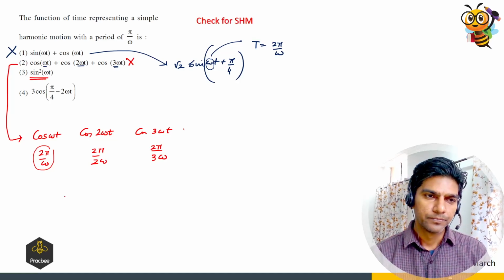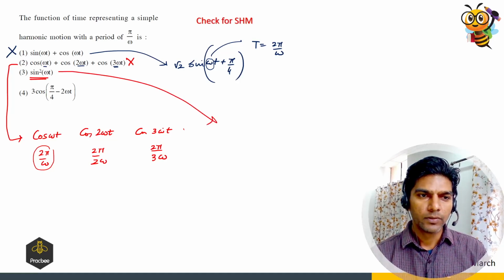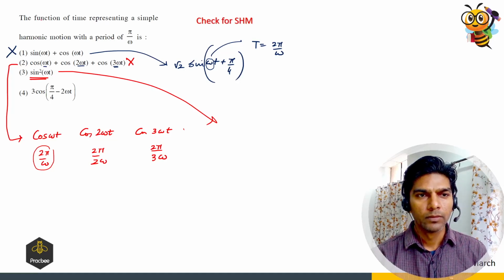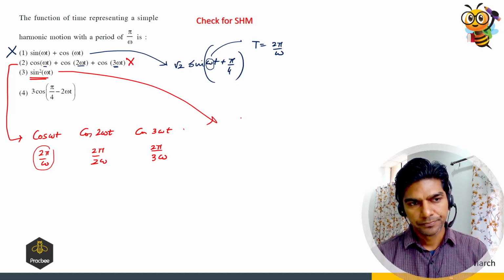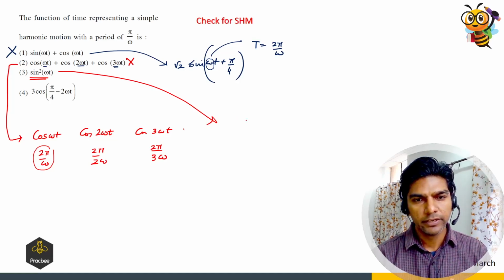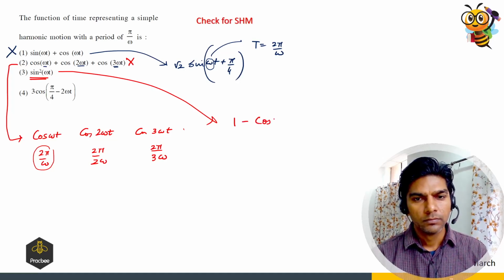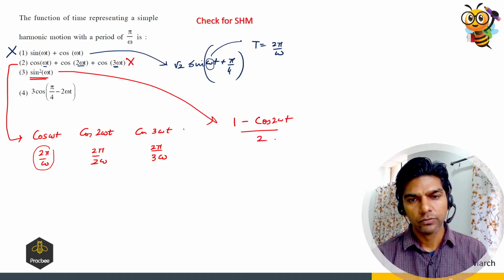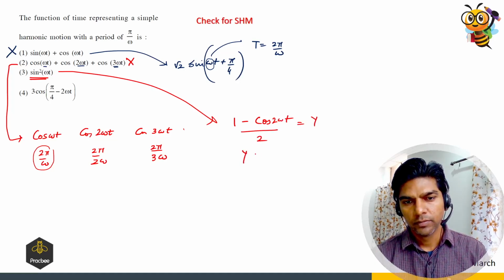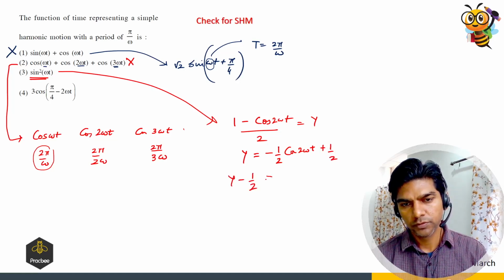Now let us see the third one. Sine square omega t. In this case, we can write this as sine square omega t, which can be written as 1 minus cos 2 omega t by 2. So that will be y, or we can say y equals minus 1 by 2 cos 2 omega t plus 1 by 2, or you can say y minus 1 by 2 is equal to minus 1 by 2 cos 2 omega t.